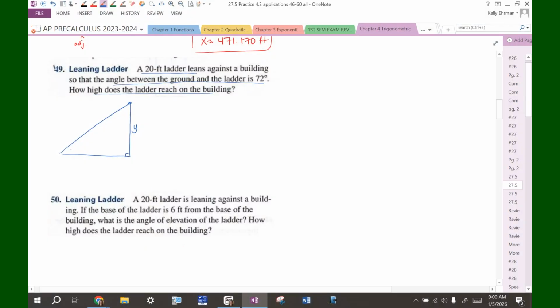The angle between the ground and the ladder, this is the ladder, by the way, leaning against it. So this angle here is 72 degrees. And the 20-foot ladder, that is the length of this ladder. So that's actually the hypotenuse. All right, so we have opposite and hypotenuse. So that means we need to use the sine function. The sine of 72 degrees equals the opposite y over the hypotenuse 20. To solve for y, you're going to multiply the 20 over to the other side.